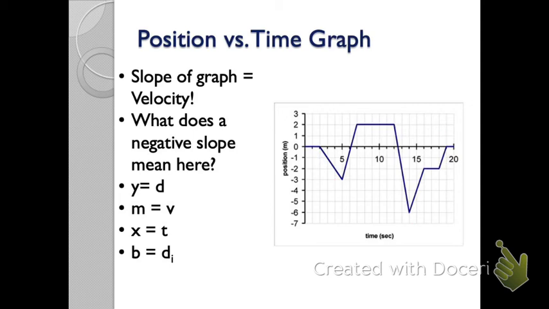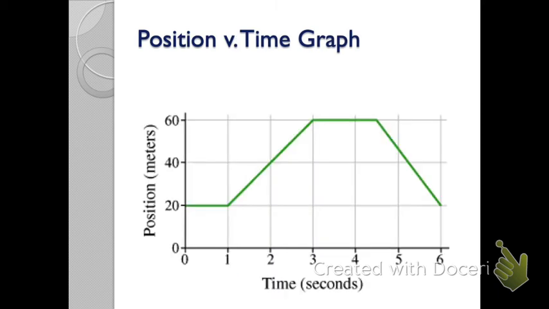If we look at our equation y = mx + b for a straight line, y is really our displacement. I put a d because some textbooks use d, but we use x. The slope of that is the velocity, the x variable is the time, and the y-intercept is my initial displacement. It's where I start. So let's talk through what happens in this graph.